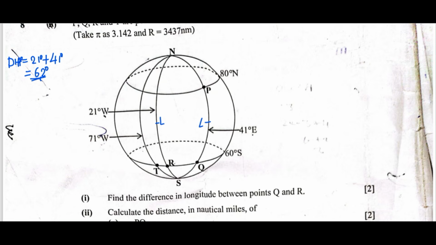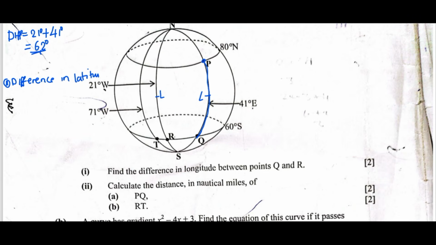So we can see that PQ is the distance along the longitude. So if you are calculating the distance along the longitude, you are supposed to find the difference in latitude. So that is our first step. So we need to find the difference in latitude. So now let's look at the letters of consideration. So the first two letters are PQ. The latitude for P is 80 degrees north. Then for Q is 60 degrees south.